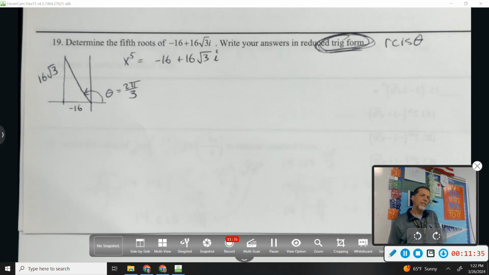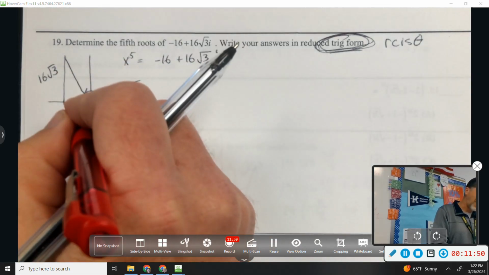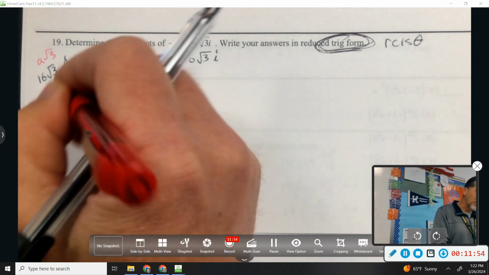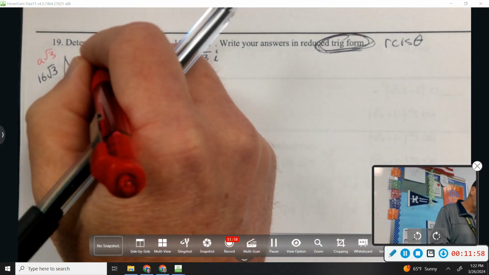And then a squared plus b squared equals c squared. Somebody want to make a better offer than me having to do that? 32. Where's 32 come from? I worked it out. That's 2x. Okay. Yeah, it's a squared root of 3, and since this is a 30, 60, 90, the hypotenuse is 2a, so 32.